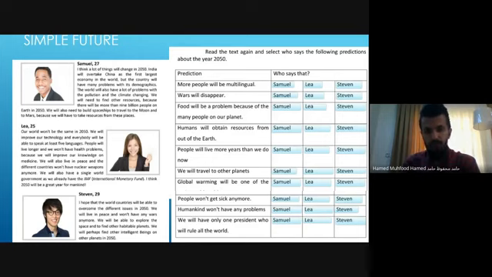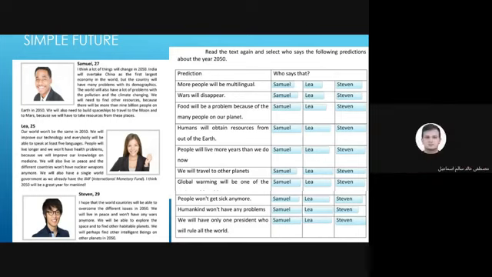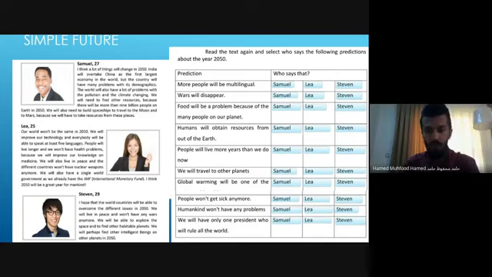The third one, food will be a problem because of the many people on our planet. Who presented this idea, this prediction of the world? Mustafa? Samuel. Samuel, yes, that's right. Samuel said that we will have such a problem because of the many people.